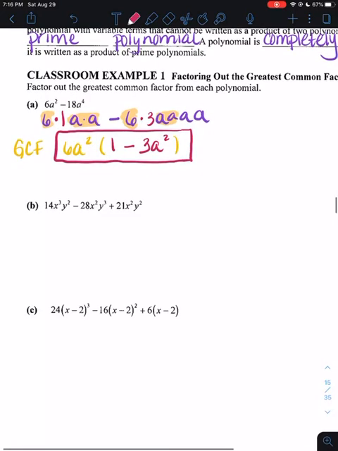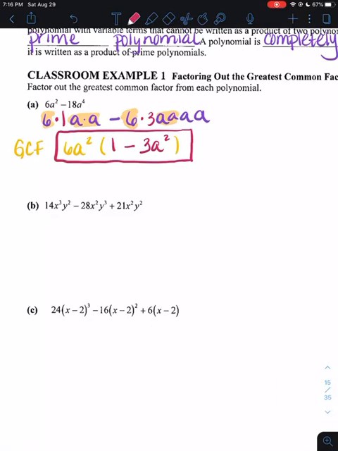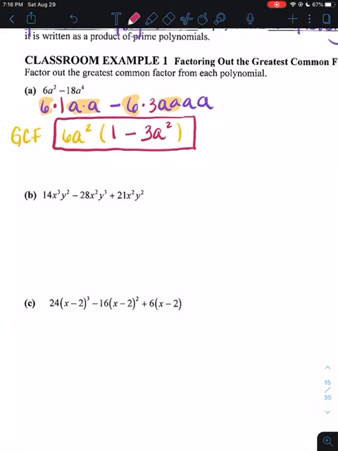All right, so now let's go down the line. For part B, I have 14x to the third y squared minus 28x squared y to the third plus 21x squared y squared. We want to start off with the number. What's the greatest common factor between 14, 28, and 21? That number would be 7. You want to leave yourself some space below it. So I'm going to put my 7.